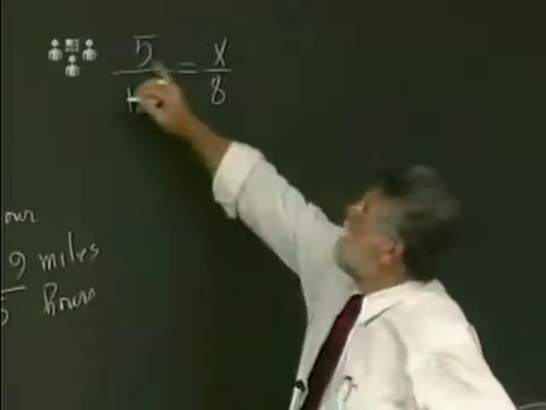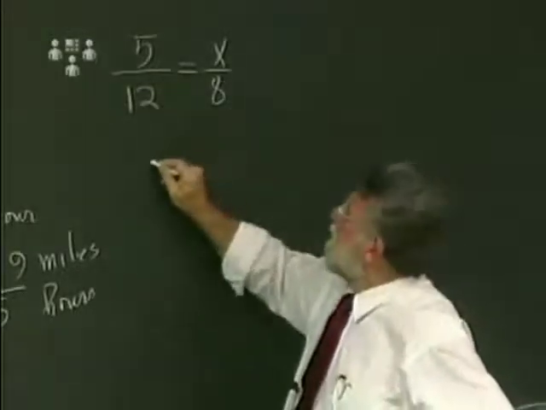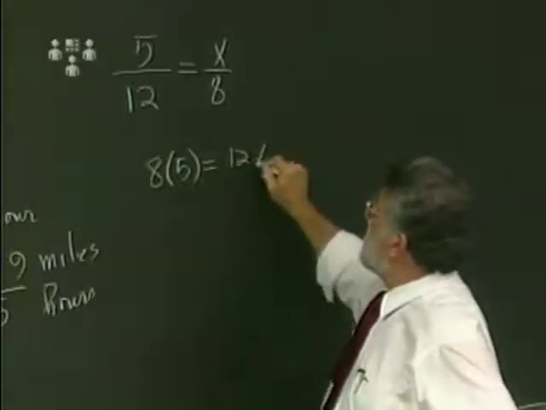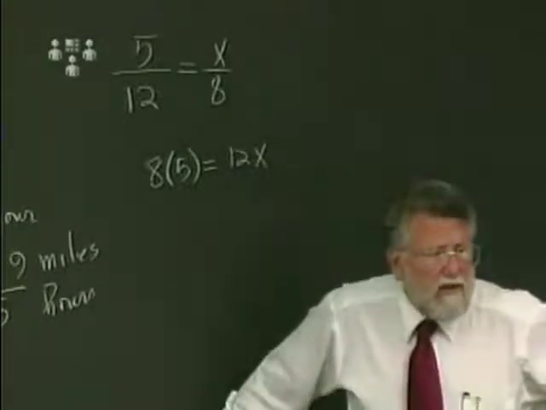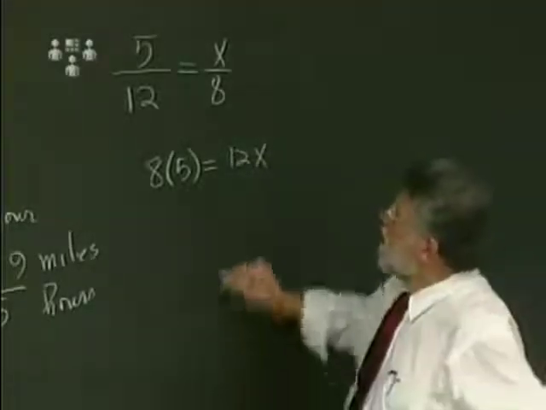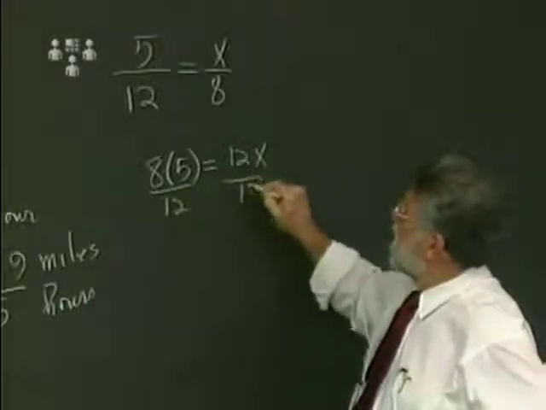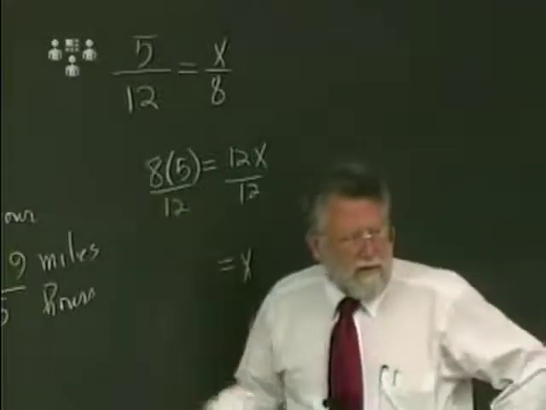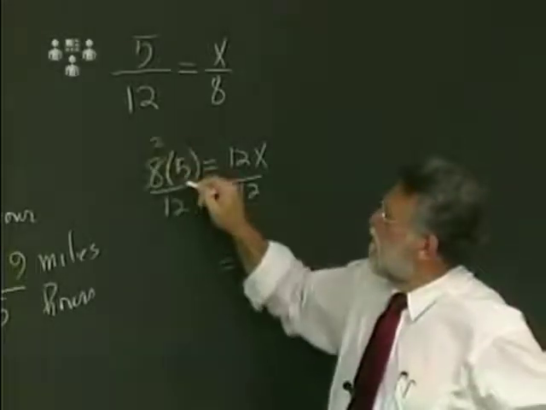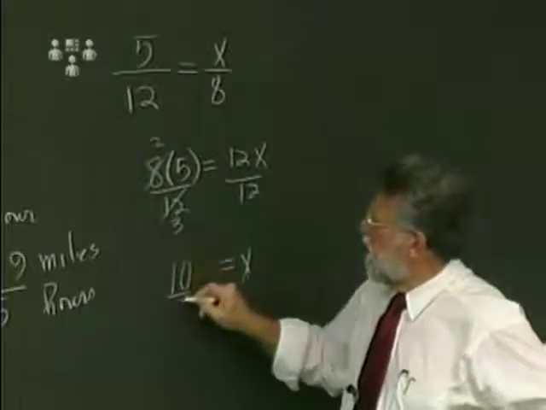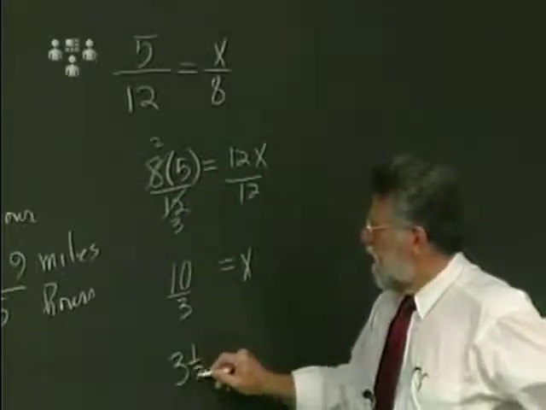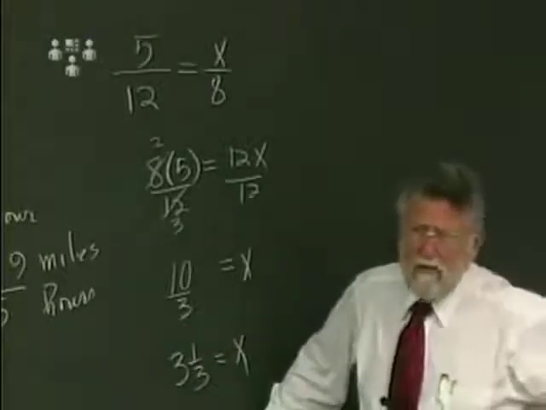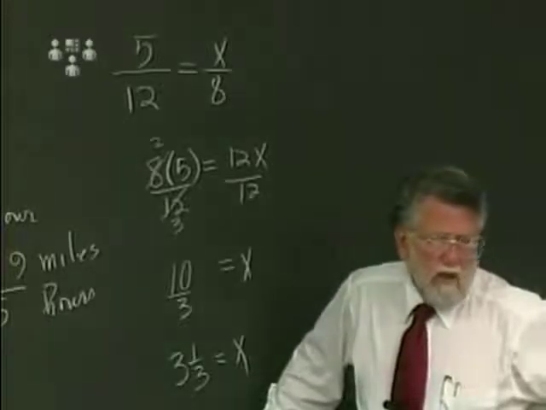And the argument is you can do what? Take a cross product. So you say 8 times 5 is equal to 12x, and now you know how to get rid of factors. You're going to divide by the factor. So I divide both sides by 12. I get x over here, and of course this reduces. You can take 4 into here goes 2, 4 into here goes 3. So this is 10 over 3, or you would say 3 1/3 square inches, if it were square inches. You've done this before, okay, as a way of solving problems.